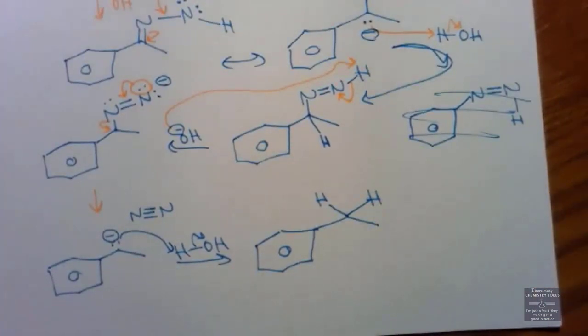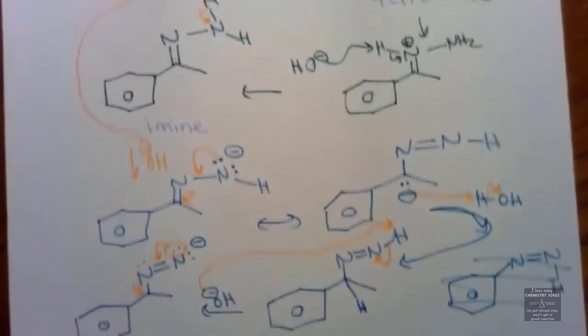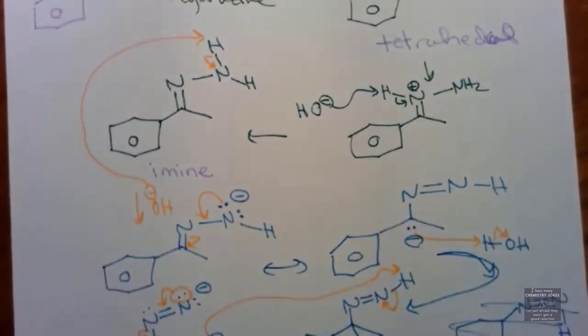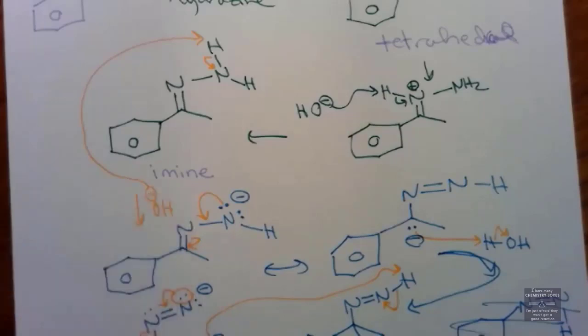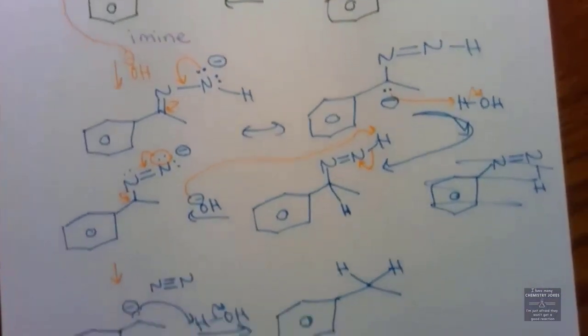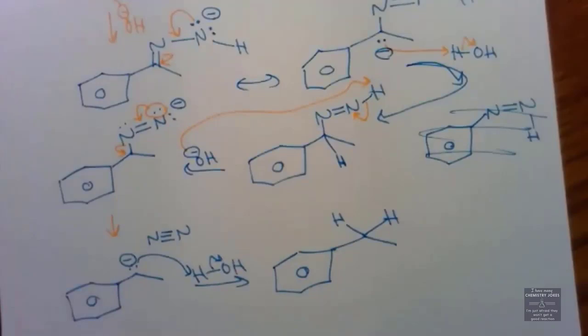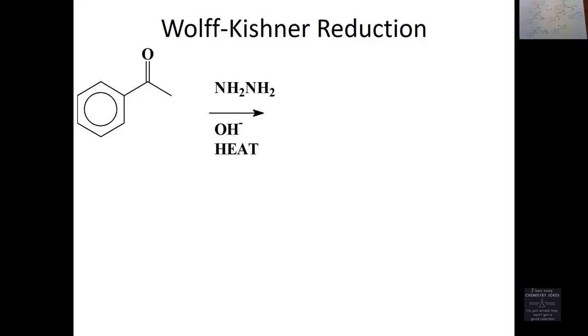Why do we draw the Wolff-Kishner mechanism now? Because the Wolff-Kishner mechanism goes through an imine, and now we are responsible for how the imine is formed in general for other reaction types. But we're also responsible for this whole giant Wolff-Kishner mechanism. You're welcome. That was the Wolff-Kishner. It made ethylbenzene in the end.